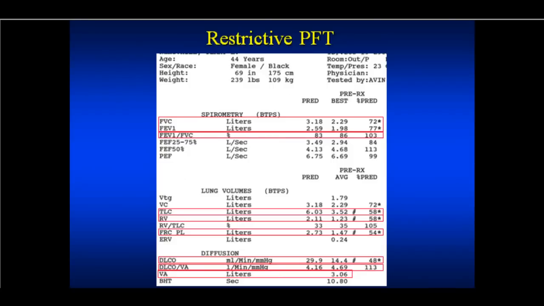All right. So let's take a look at the restrictive PFT. This is our lady with sarcoidosis. We look at the ratio first. 86, predicted as 83. This is normal. There is no airflow limitation or obstruction here. FVC and FEV1 are moderately reduced. Okay? So that's what I'm getting out of my spirogram. That's what I'm reading with that.